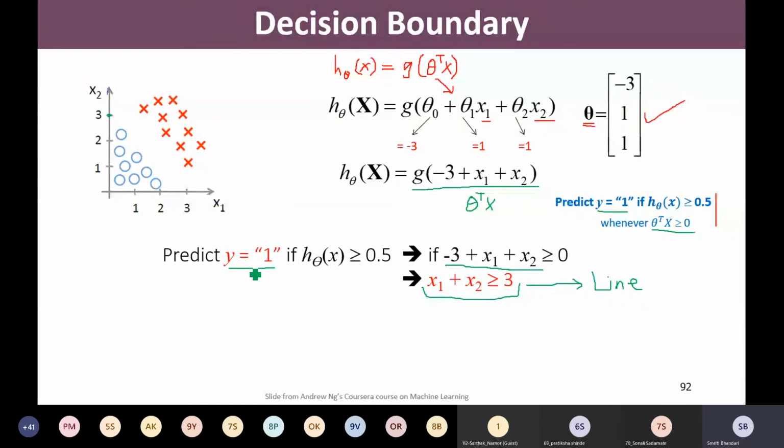And if I put x2 equal to 0, then obviously my value of x1 would be 3. So this point. So I am having the points 0, 3 and 3, 0. If I try to draw a line, then this line x1 plus x2 equal to 3 would look like this.